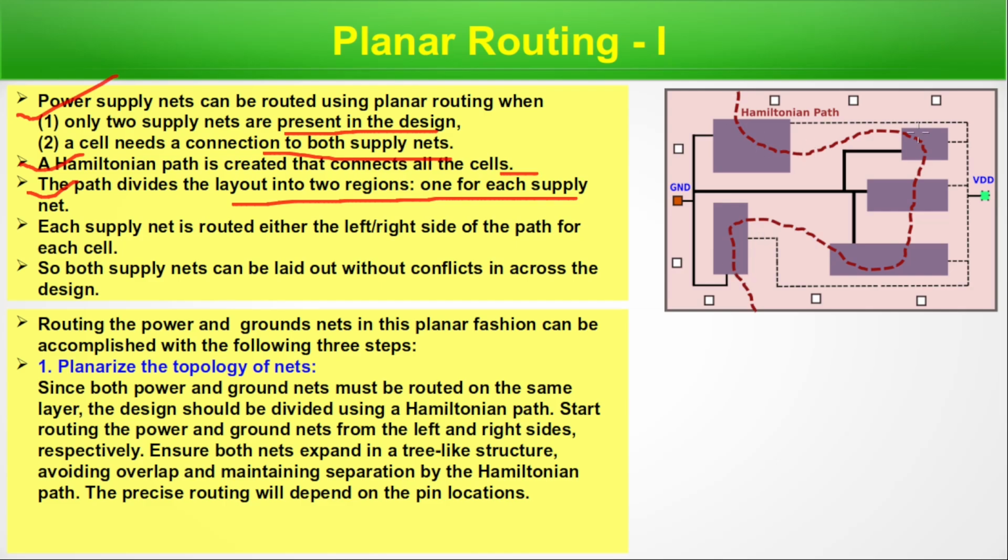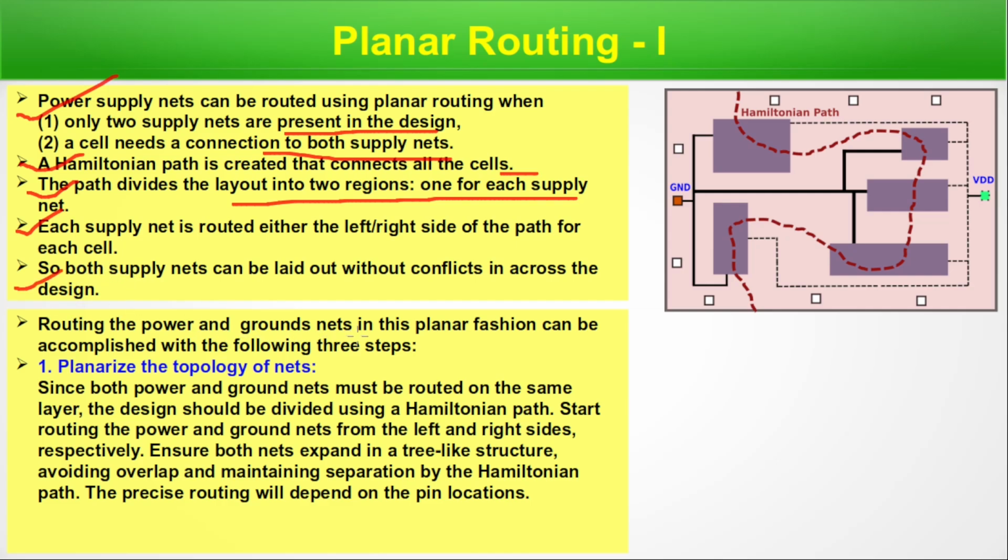Look, it's connecting all the blocks in such a way that on the right side is VDD and on the left side it's ground. Each supply net is routed on either the left or right side of the path for each cell. So both supply nets can be laid out without conflicts across the design.